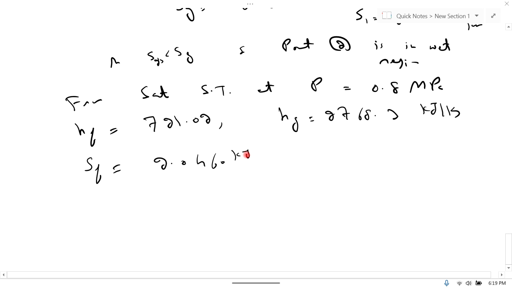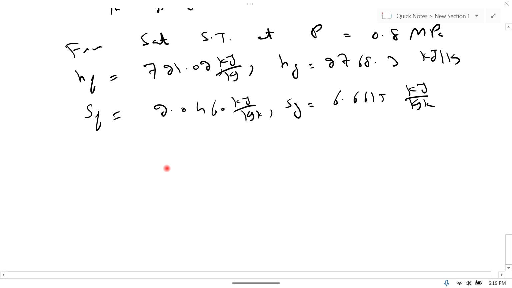Here the unit is kilojoule per kilogram per Kelvin, and sg is equal to 6.6615 kilojoule per kilogram per Kelvin. So now we have to find h2s. But for h2s, first we find x2s.